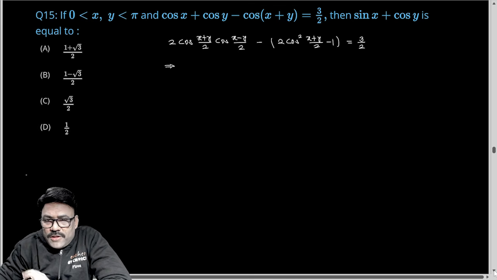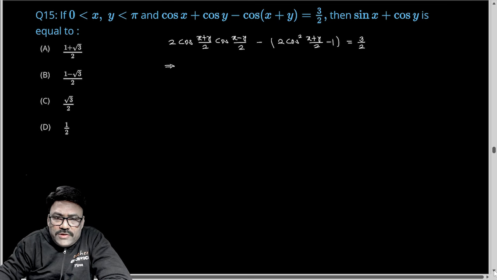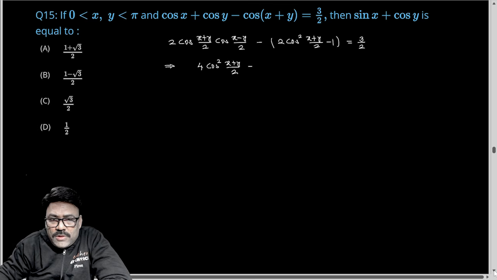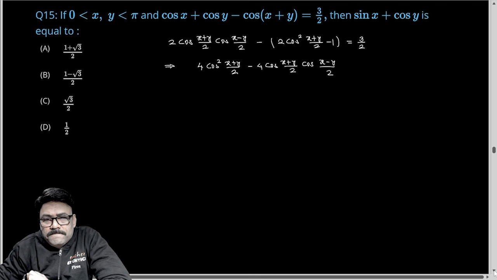Now if I cross multiply by 2 and rearrange it, I will get 4 cos square (x plus y by 2) minus 4 cos (x plus y by 2) cos (x minus y by 2). And then I'm getting what? 4 cos square (x plus y by 2) minus 4. Here it is minus plus 1. So it is taken to the right side. So 3 plus 2 plus 1 actually it is.